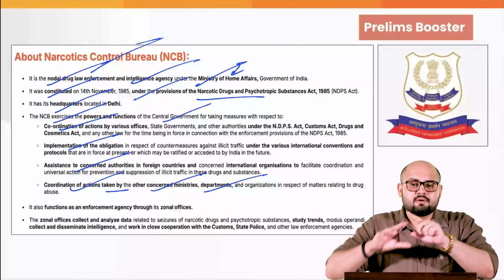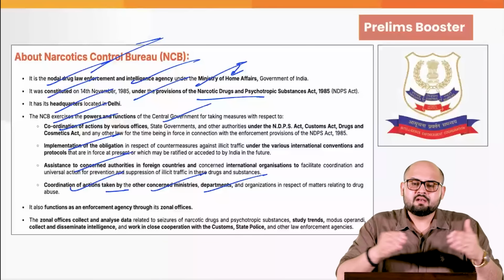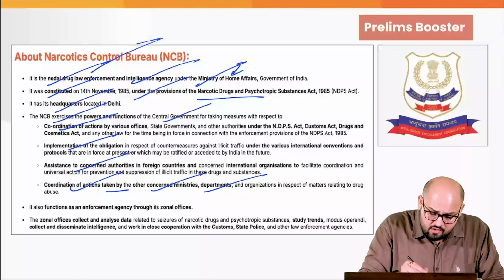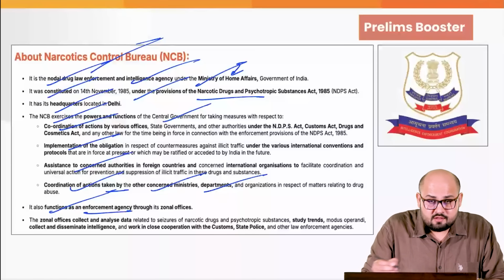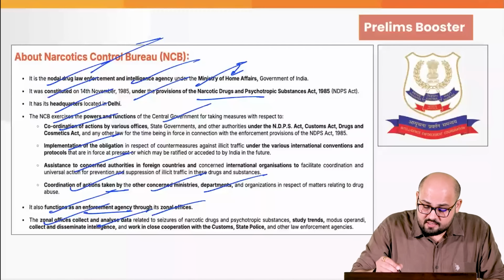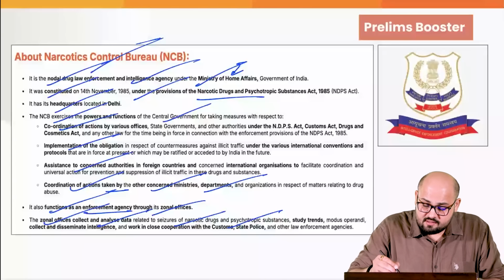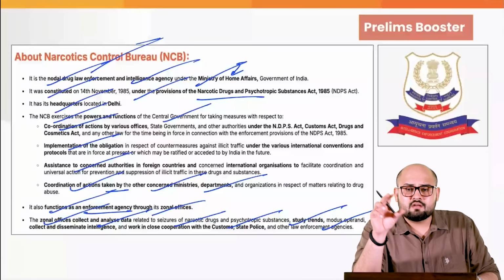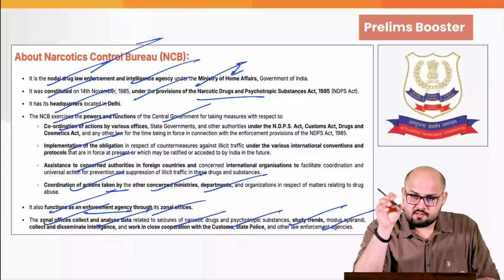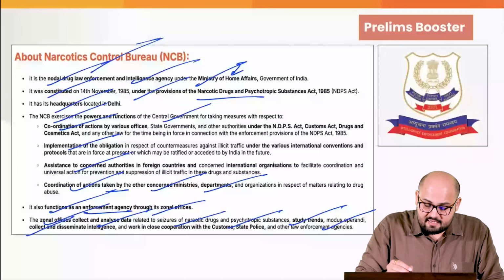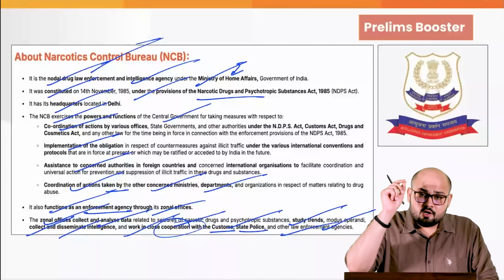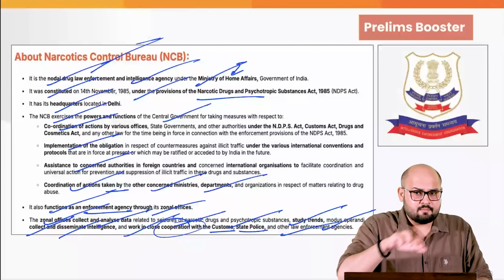And for that, it partners with different organizations, be it the state police or other organizations. It also functions as an enforcement agency through its zonal offices. The zonal offices collect and analyze the data related to the seizures of narcotics, drugs and psychotropic substances, and study trends and the modus operandi, how these drug peddlers or darknet-based vendors are coordinating. So it looks into this aspect, collects and disseminates the intelligence, and works in close cooperation with customs, state police and other law enforcement agencies. Do remember the parent ministry, which is the Ministry of Home Affairs.